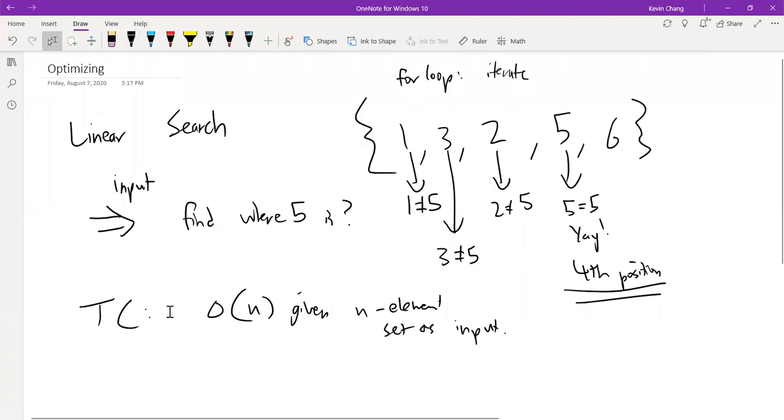If the speed of linear search is O of n, is there any way that we can make this even faster? Because remember, we're talking about optimization here. We're trying to optimize our program. Is there any way we can take less than n steps in the worst case scenario to find out where a certain element is? I'll give you maybe 1 to 2 minutes to think about this.